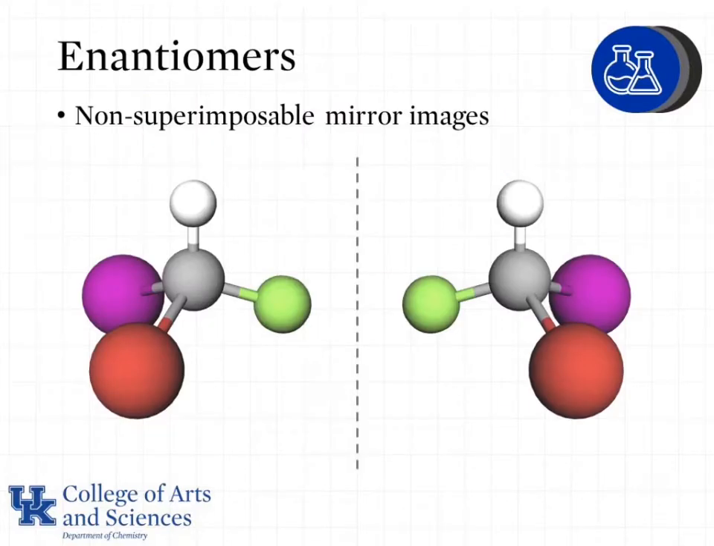Let's look at an example of enantiomers. These two molecules are mirror images of one another, and they are non-superimposable. No matter how we arrange these molecules, we will see that all of the atoms will not line up. During class, you will have the opportunity to build models and see for yourself that the molecules are not superimposable on one another.